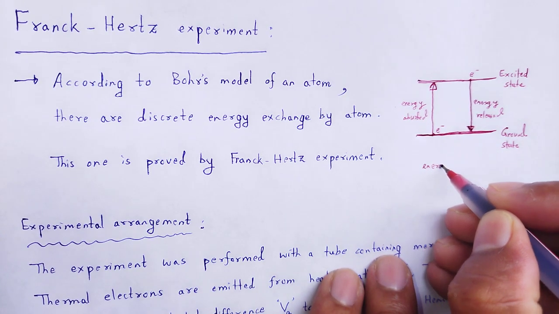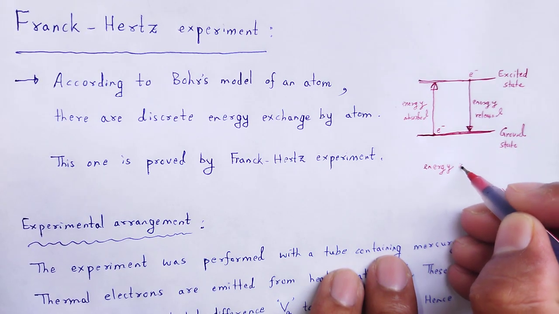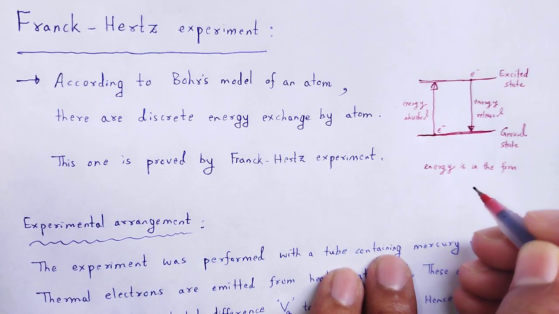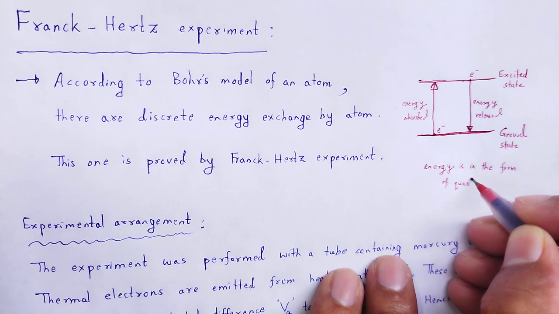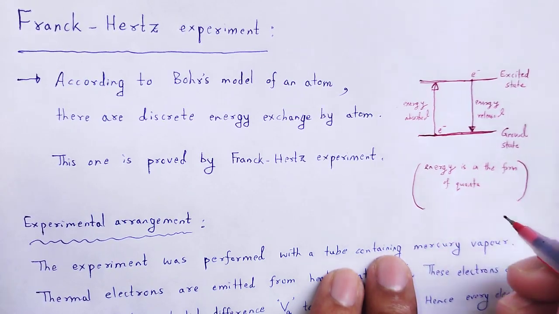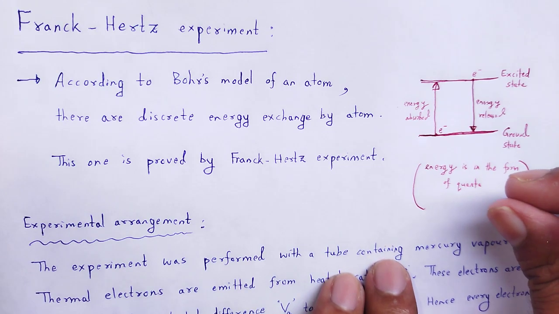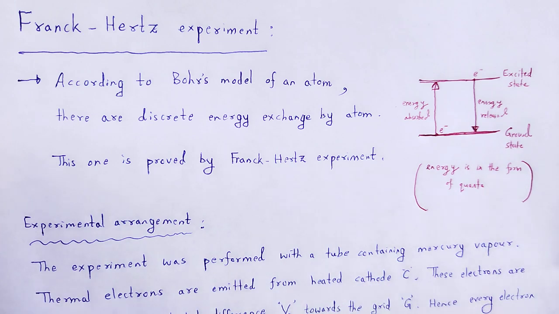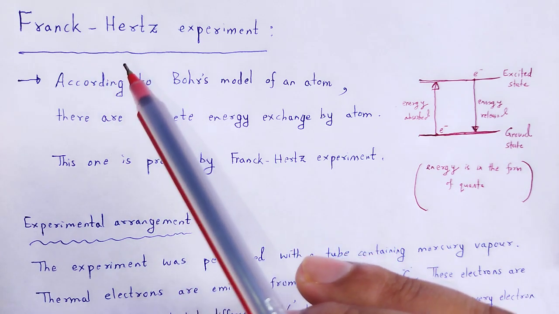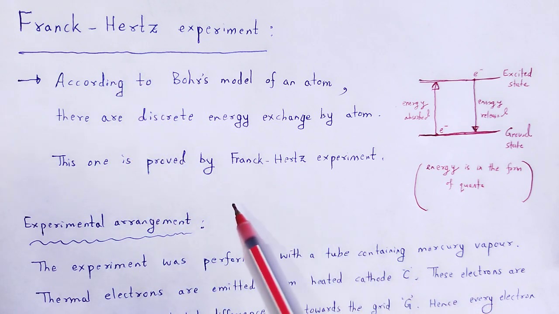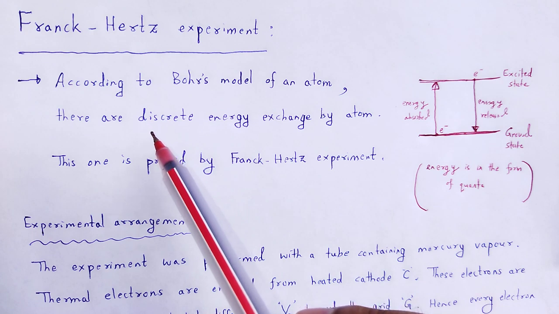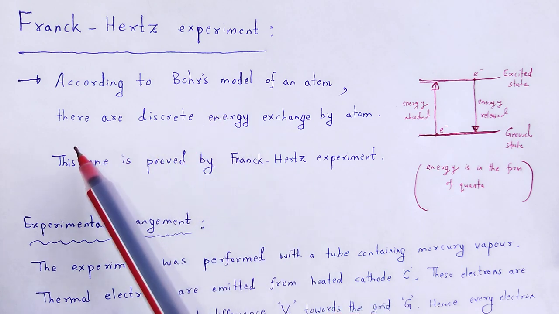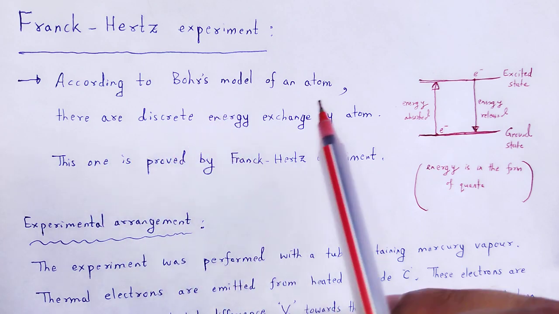That energy is in the form of quanta. That one we prove by using the Frank and Hertz experiment. Frank and another scientist, Hertz, experimentally concluded Bohr's postulate of the atomic model, that there is discrete energy exchange by an atom.